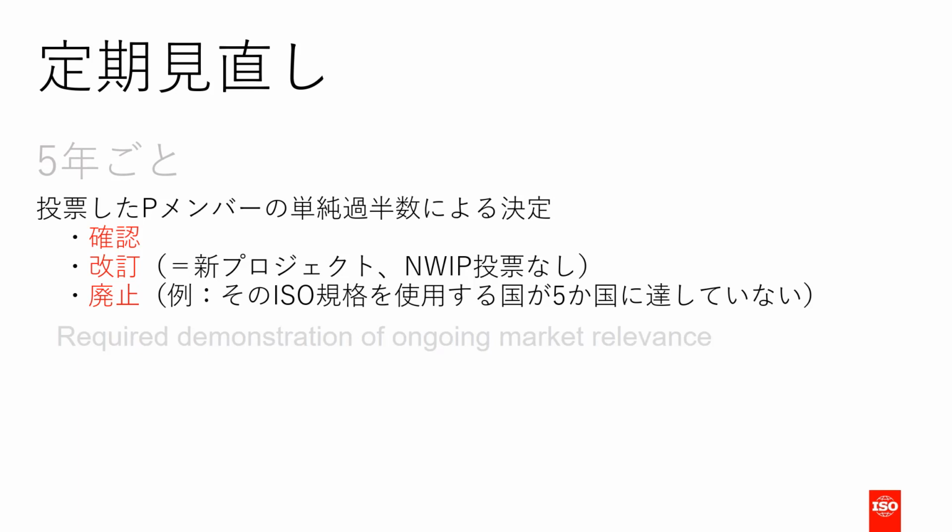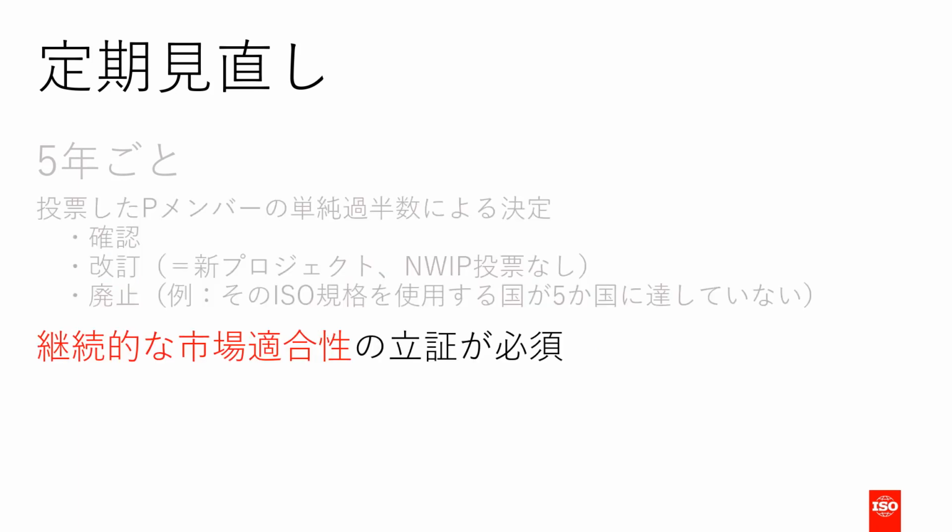Or finally, if the standard is not used in 5 countries or more, it is not deemed to be globally relevant, so they can vote for withdrawal. This shows the importance of making sure that standards remain relevant to their market. Based on the results of the systematic review ballot, the committee secretary proposes the action to take, that is, to confirm, revise or withdraw.